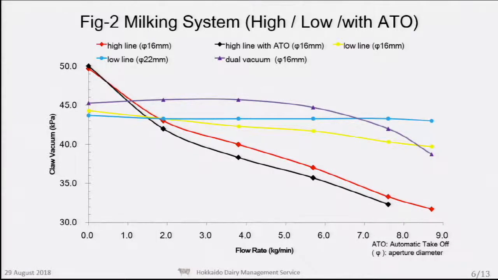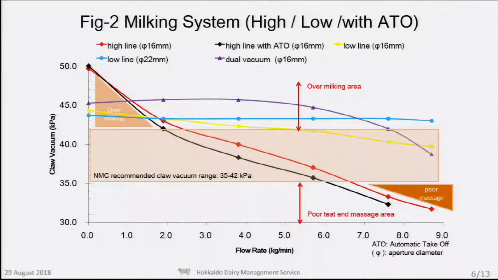The purple line curve is a dual vacuum milking system on high line, named Superline system, made by Orion Company in Japan. Milk line vacuum is 60 kilopascal, higher than common high-line vacuum. Then vacuum lift loss is smaller than the common high-line system.